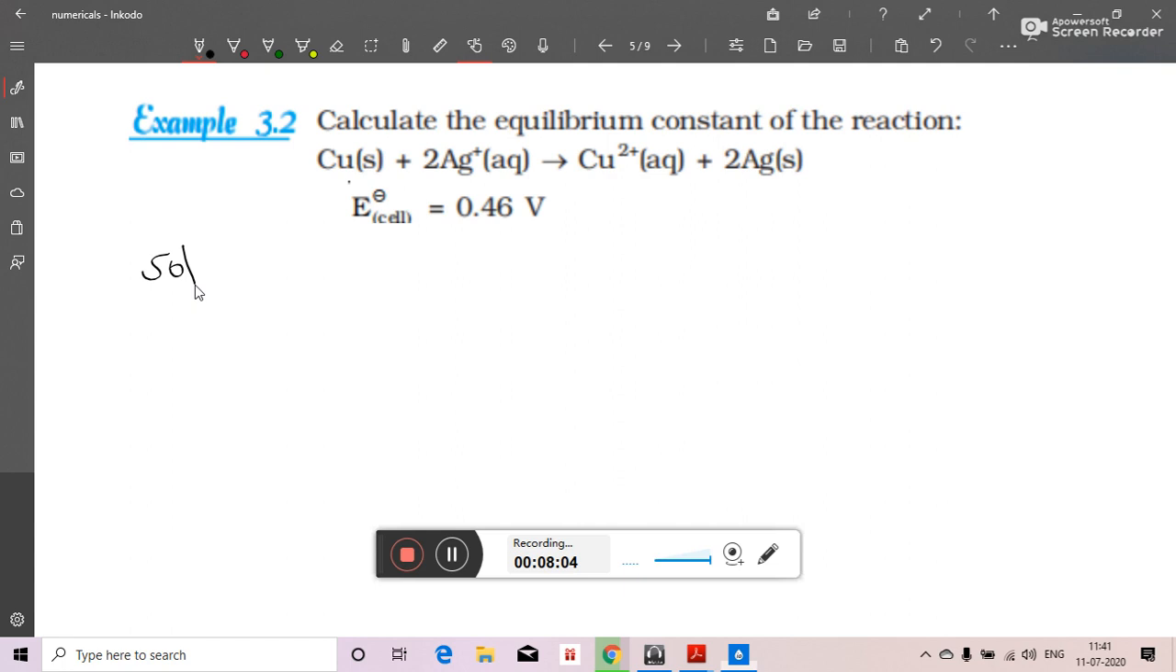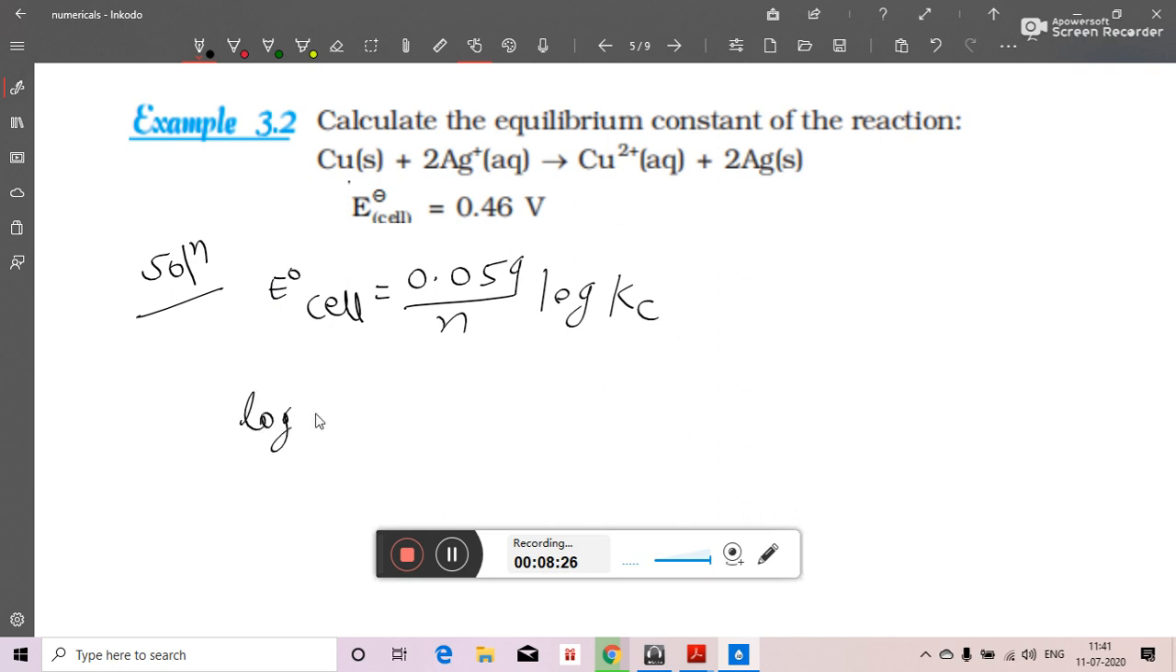So here we will see that E naught cell is equal to 0.059 upon n log Kc. Okay, this is the equation relating E naught cell and Kc. So log Kc equal to n into E naught cell upon 0.059.